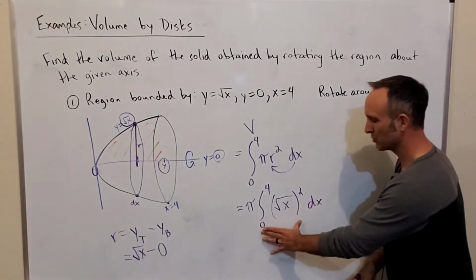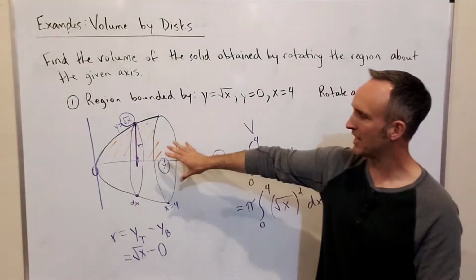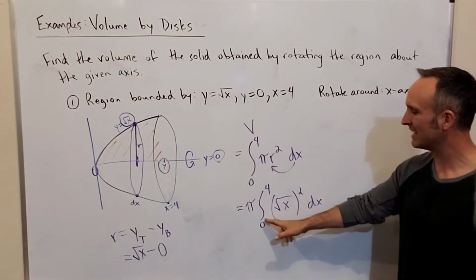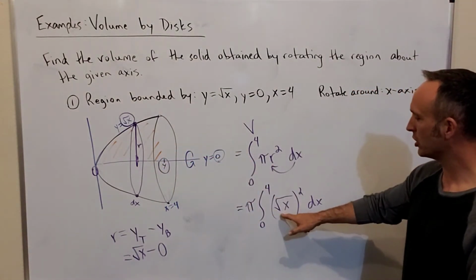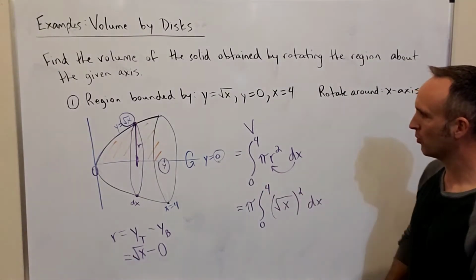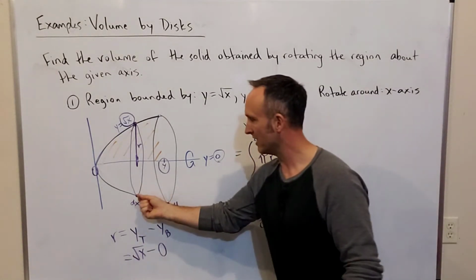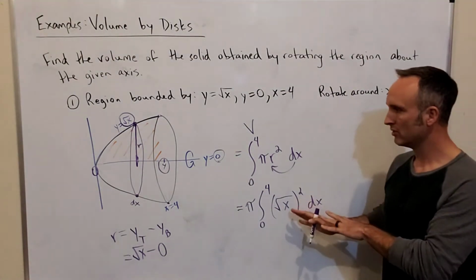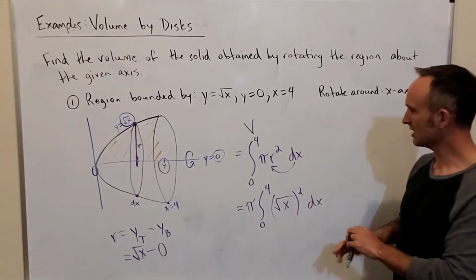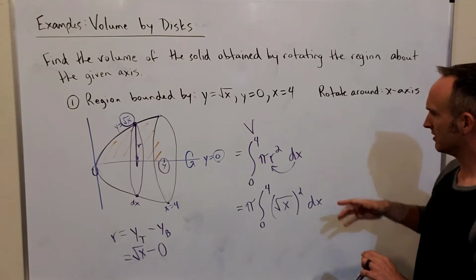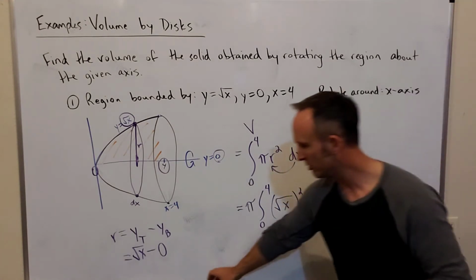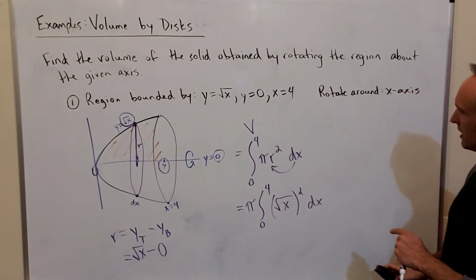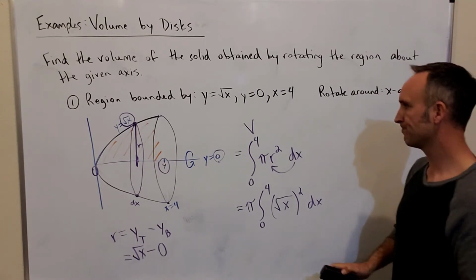So this integral represents the volume of that three-dimensional solid. It's adding all of the disk volumes together from 0 to 4 that are infinitely thin, giving me the volume of the solid. So now I'm going to go ahead and work out the integral. I'll speed the video up to get to the end. I'm not going to focus on how to do the integral, but you can double check your answer with me momentarily.